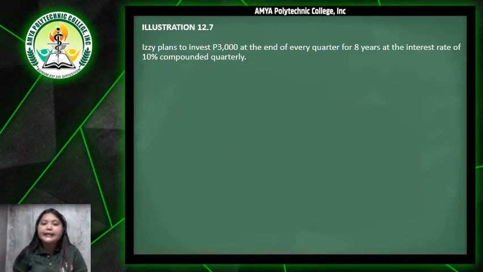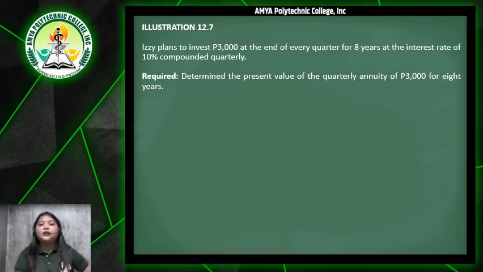So we have here an example illustration. IZ plans to invest 3,000 pesos at the end of every quarter for 8 years at the interest rate of 10% compounded quarterly. The first thing that we are going to do is find out what our annuity, our interest, and the number of periods are. The required here is to determine the present value of the quarterly annuity of 3,000 pesos for 8 years. Meaning our annuity here is 3,000 pesos.